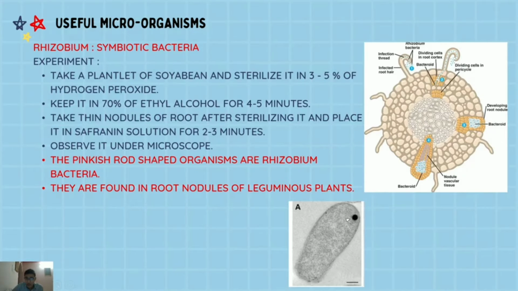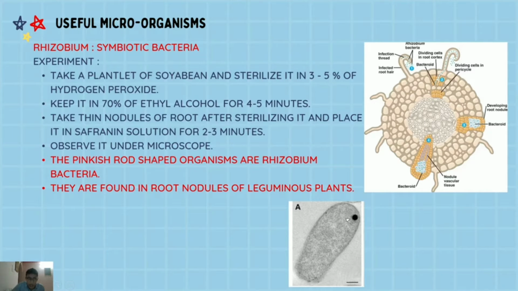Now, in this lecture, we are going to study one more useful microorganism, and that is Rhizobium, also called Rhizobia. As Lactobacilli was a bacteria, similarly, Rhizobium is also a bacteria, but it is categorized as symbiotic bacteria. Now, let us see where we find this particular bacteria.